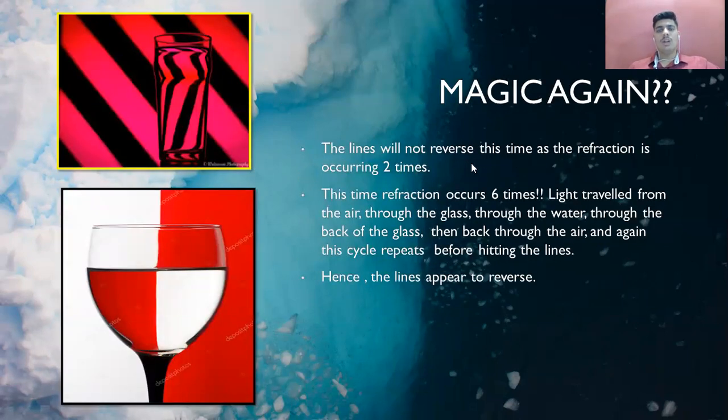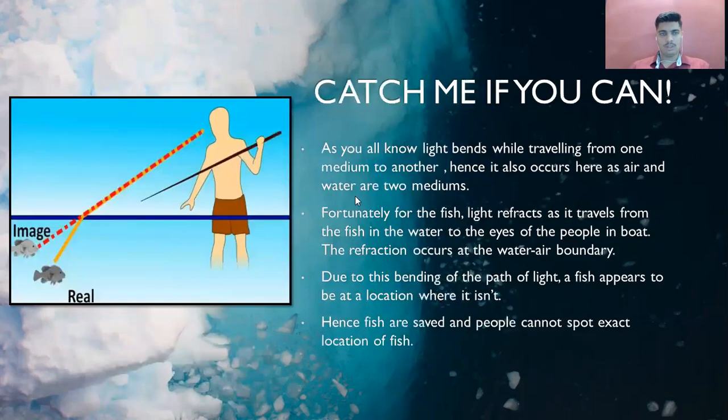The lines will not reverse this time, as the refraction occurred only three times before, and this time refraction occurs six times. Light travels from air through the glass and through the water to the back of the glass, and then back to the air, and then again the cycle repeats before hitting the lines. Hence the lines will appear to be reversed as in the first case.